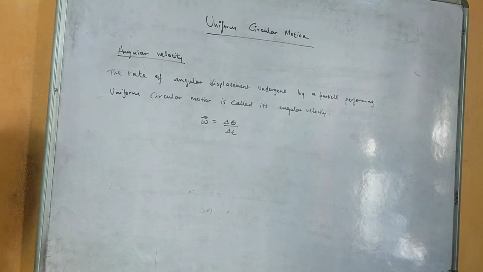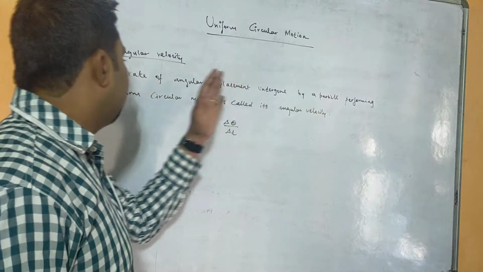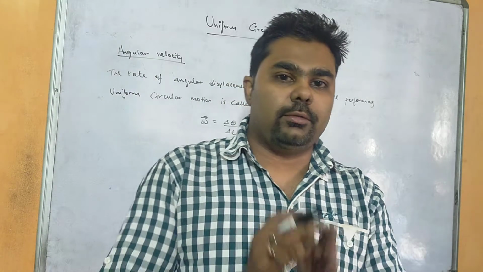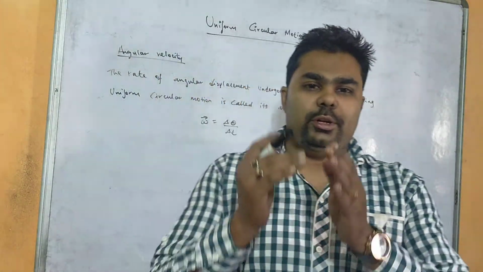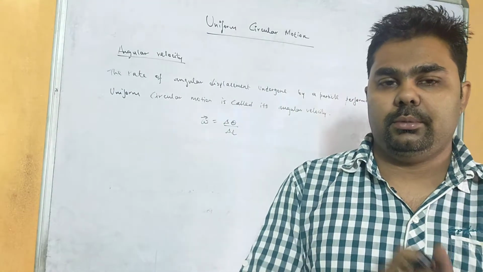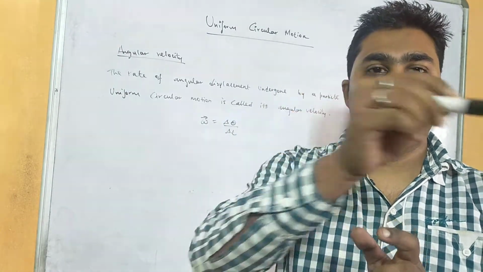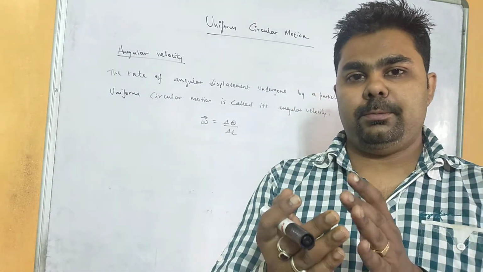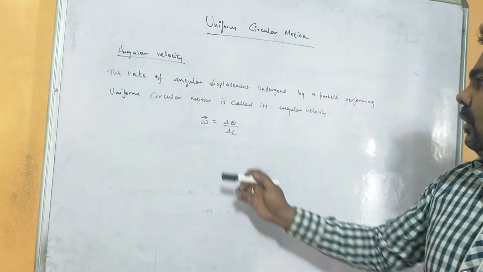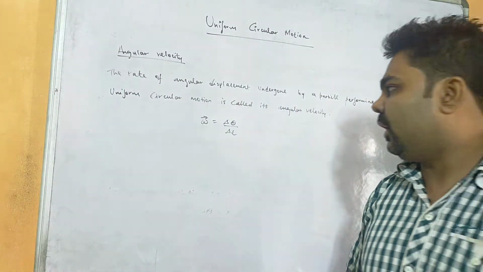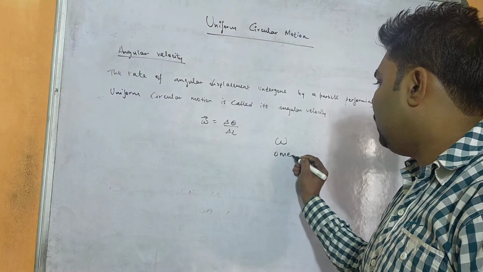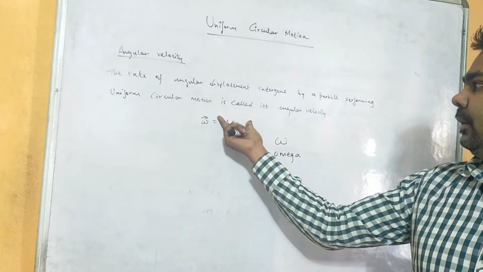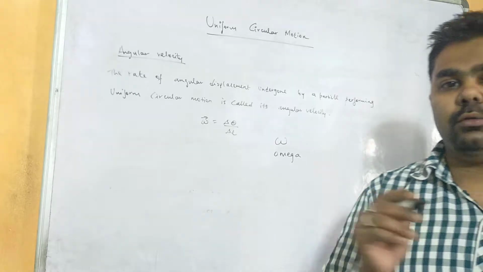The rate of angular displacement undergone by a particle performing uniform circular motion is called angular velocity. Velocity, which we learned in a smaller class, was displacement by time. Here the object is moving in a circular path. As it is moving in a circular path, there is an angular displacement. So angular displacement per unit time is called angular velocity, which is denoted by omega. This is the omega sign, right? So omega is the angular velocity, that means the rate of displacement undergone by a particle in uniform circular motion.